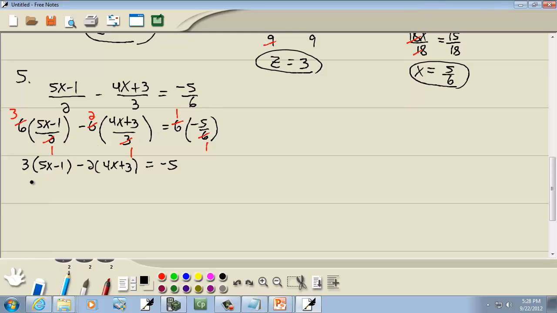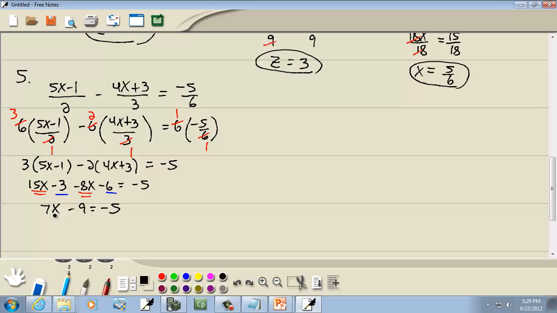Okay, so 3 times 5x gives us 15x. 3 times negative 1 is negative 3. Negative 2 times 4x gives us negative 8x. And negative 2 times 3 is negative 6. Equals negative 5. Our note up at the top, at any step combine together like terms. 15x and negative 8x gives us 7x. Negative 3 and negative 6 gives us negative 9.